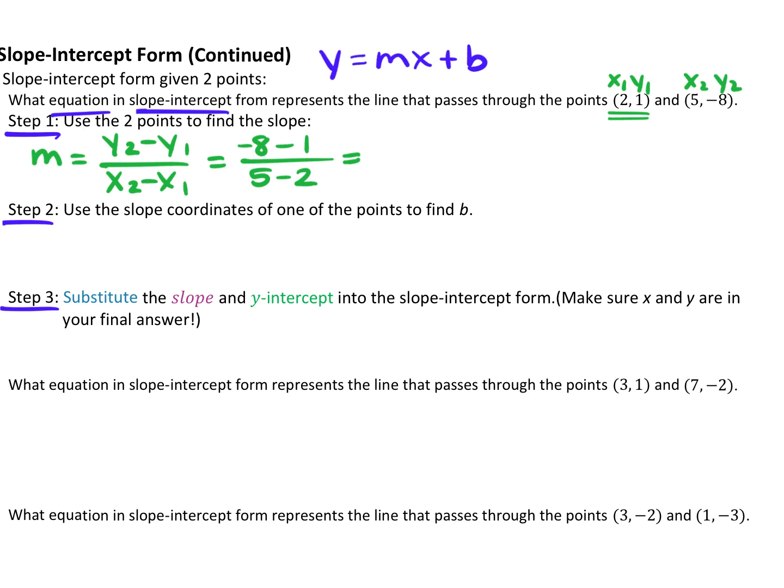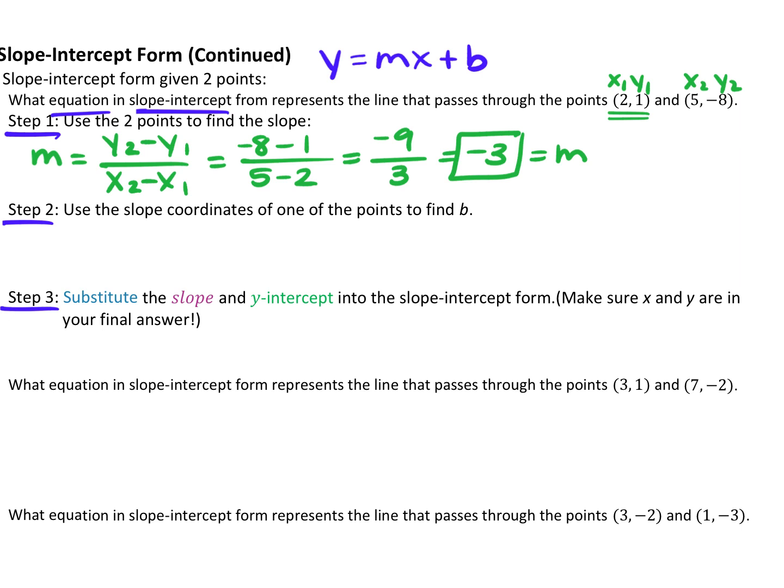So simplify this. Negative 8 minus 1 is a negative 9. 5 minus 2 is 3. Can you simplify that any further? Yeah. To what? Negative 3 over 1, which you can just call negative 3, okay? If it's over 1, you don't have to put the 1 there. So that's your slope. That's your m.